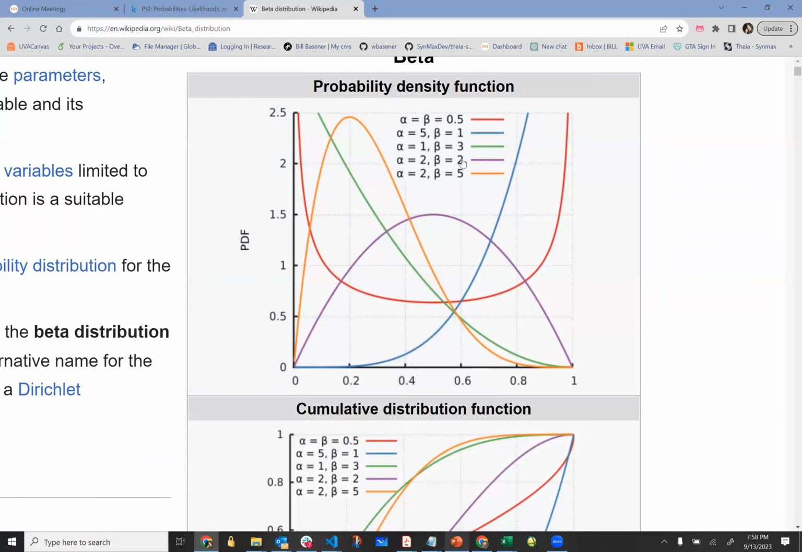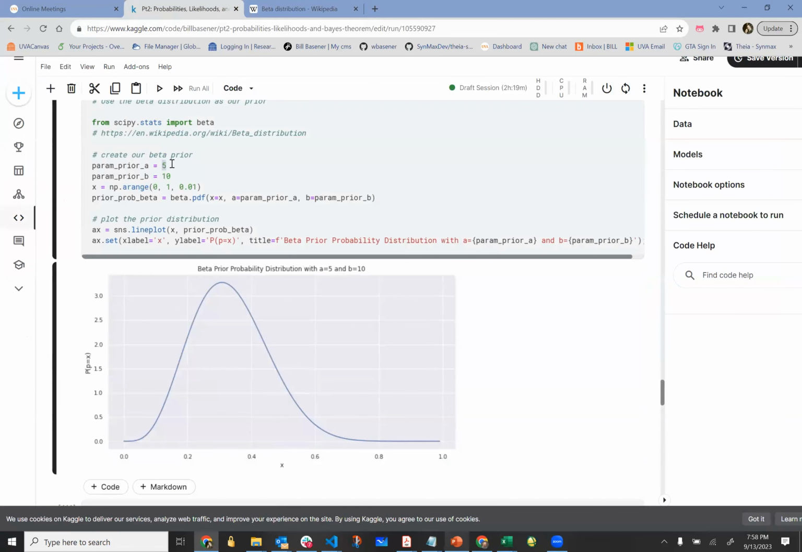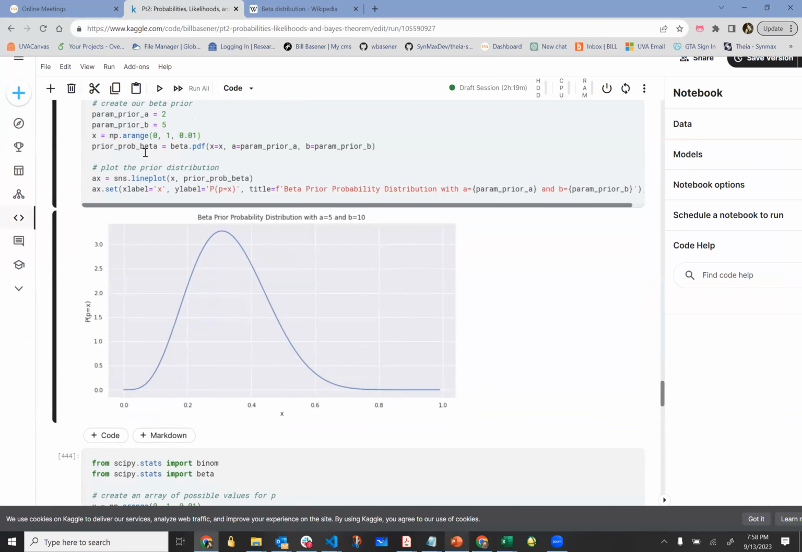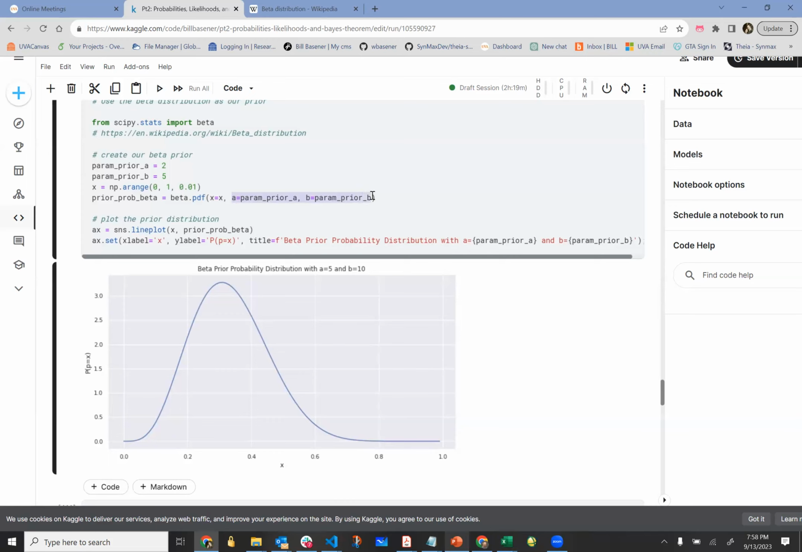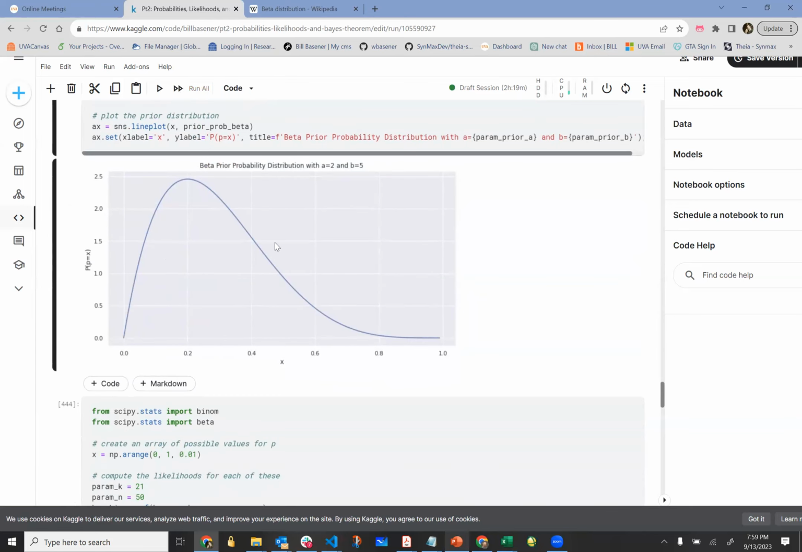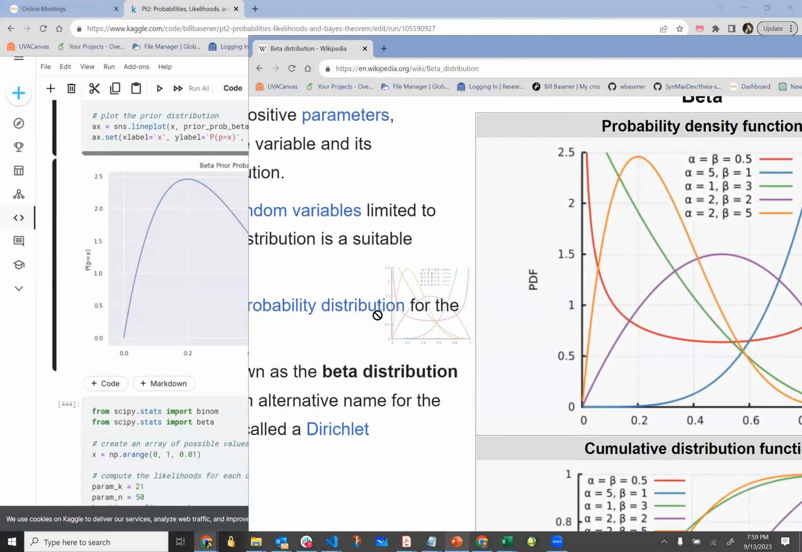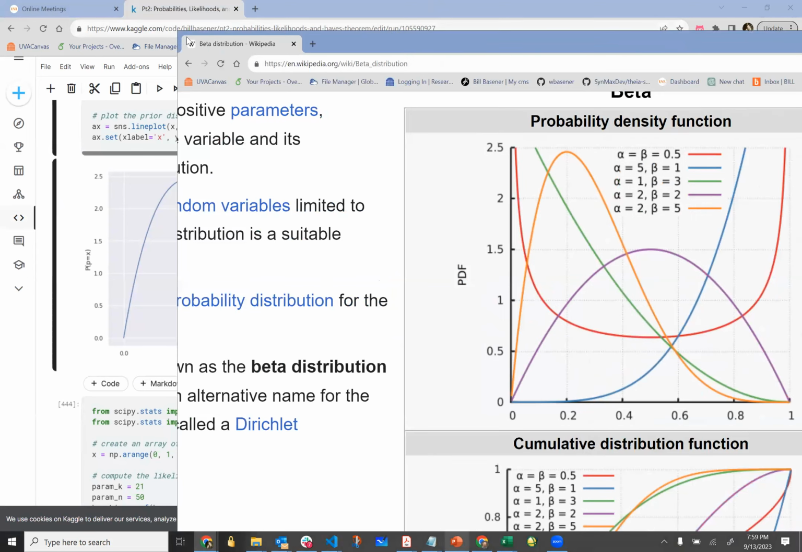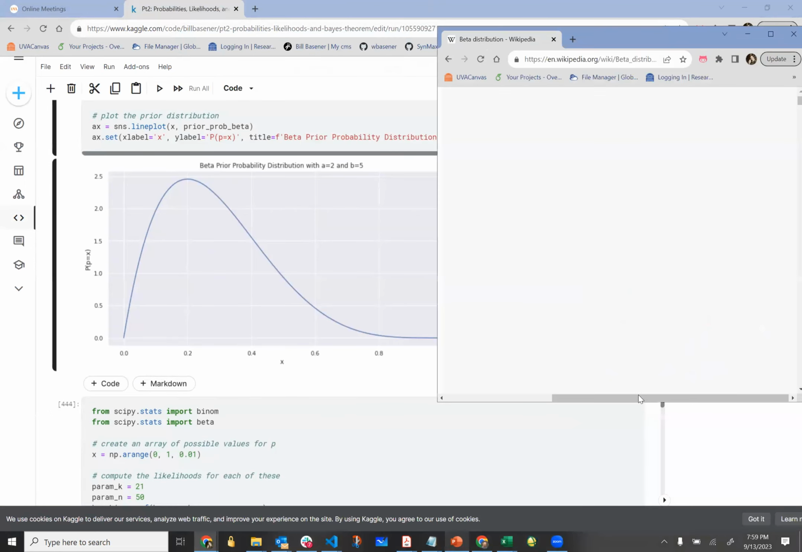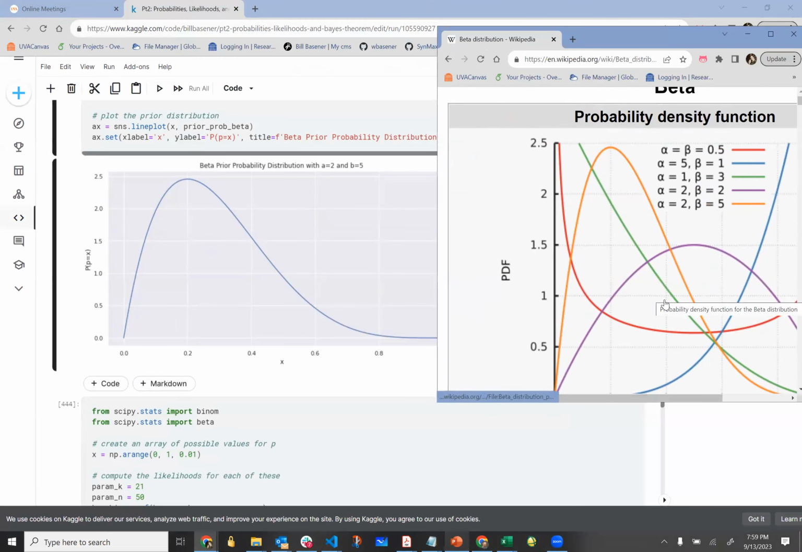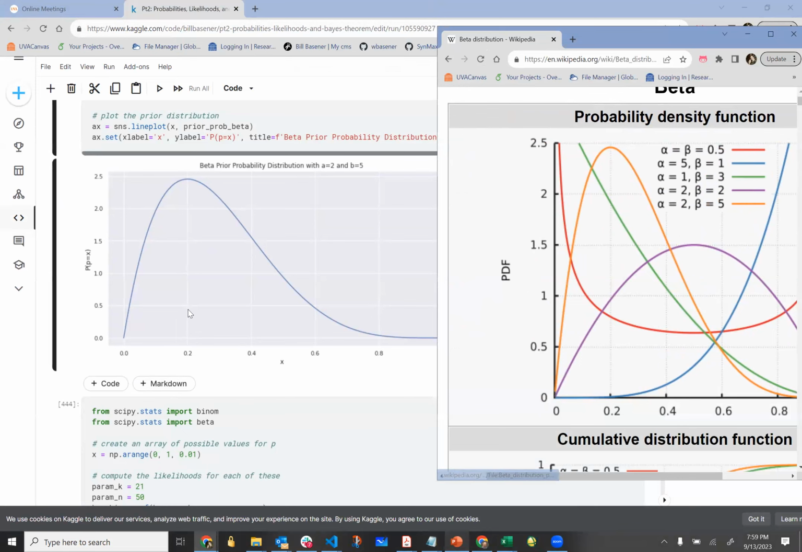So let's start with something from this picture. The orange is interesting. Alpha is 2 and beta is 5. You'll often see these as alpha and beta, sometimes as A and B. So I pick the parameters here. I'm going to take the same range of values for X, which represents the values for P that we're going to consider. And I say, give me a plot of the beta. It's a probability density function because these are the parameters, they're constants, and the X is there. So this plot should match the orange. We grab the parameters for the orange, and that's what we get as a plot.